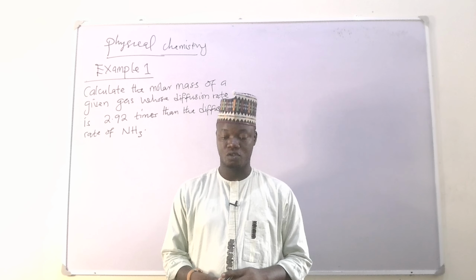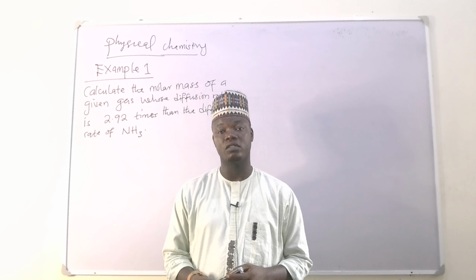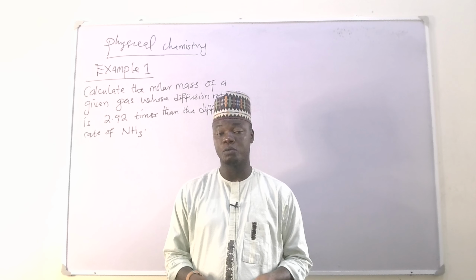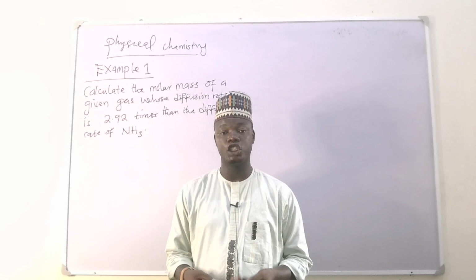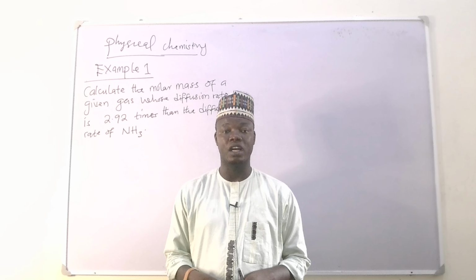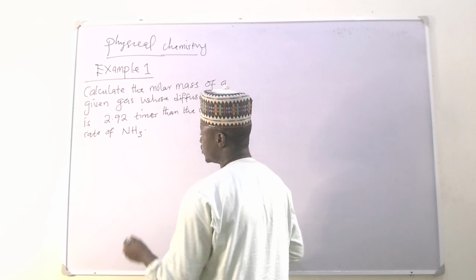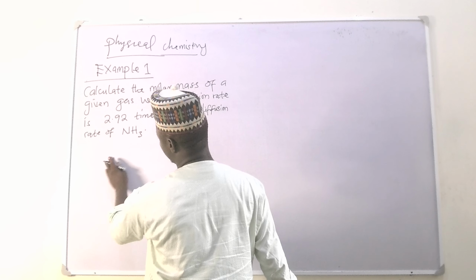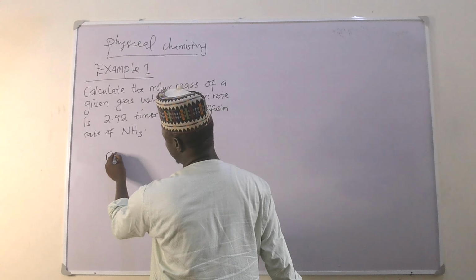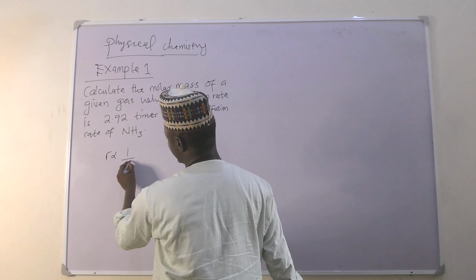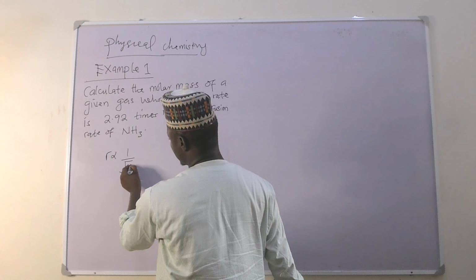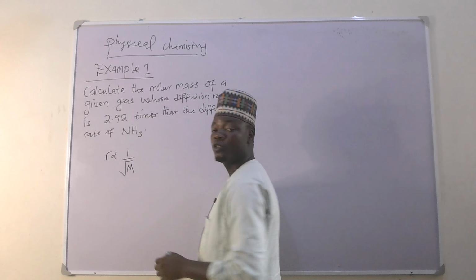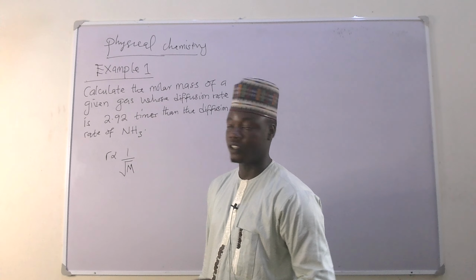I think, ladies and gentlemen, from the previous video, where we discussed Graham's law of diffusion with the mathematical derivation of the formula, you can see that we have different formulas. And if you can remember from the formula, the rate of diffusion is inversely proportional to the square root of the mass of the substance.